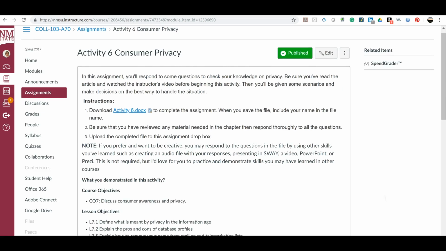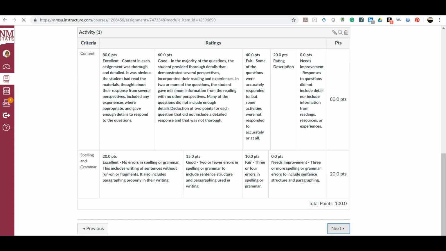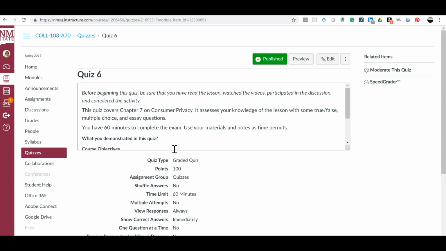And then the activity, again, use the information that you get from reading the articles and watching the videos. And finally, the quiz.